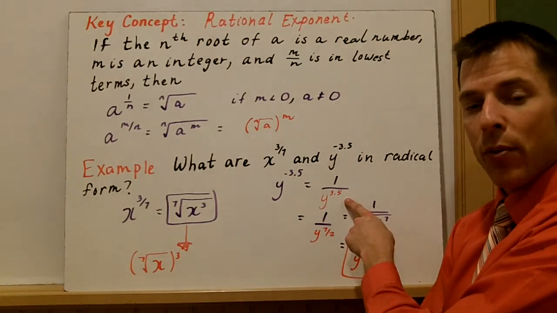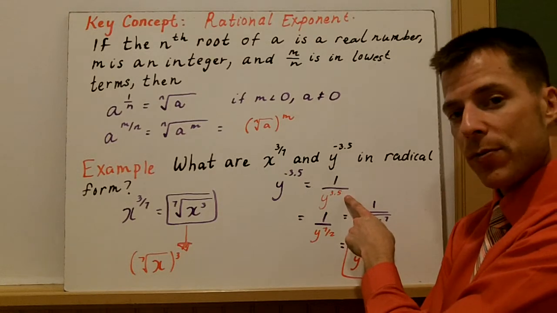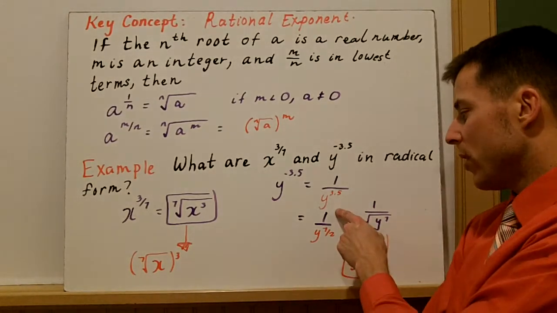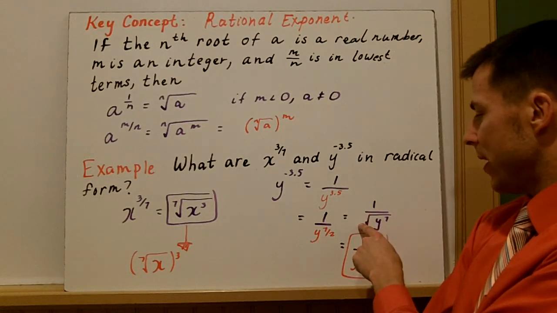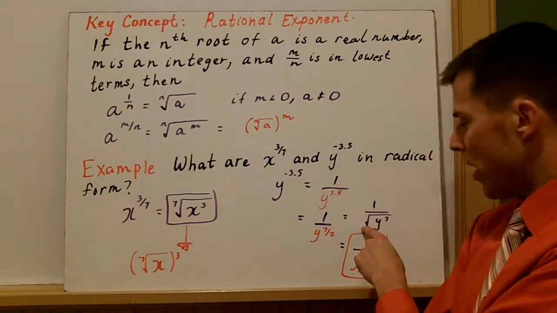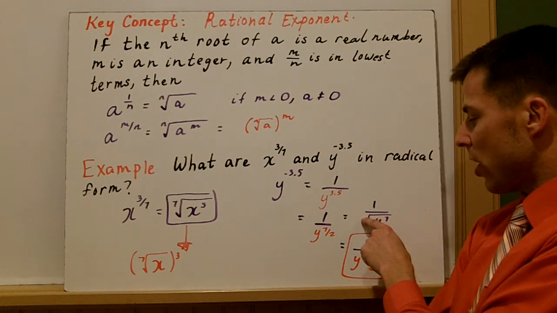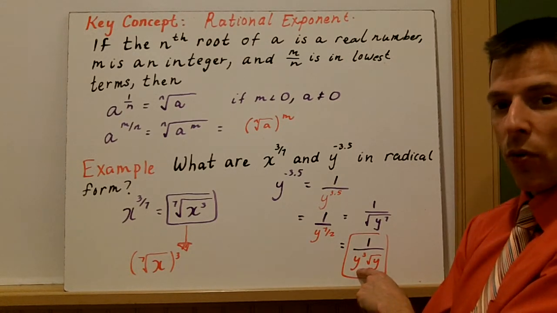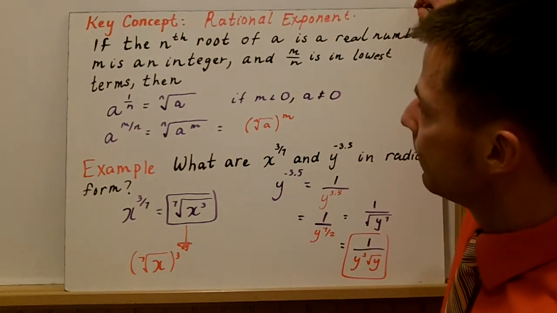When you have y to the -3.5, I write 1 over y to the 3.5, and we do that first because we get rid of the negative. 3.5 is 7/2, so I really have 1 over y to the 7/2, which becomes the square root of y to the 7th. Now the exponent inside is larger than 2, so I can simplify to 1 over y cubed times the square root of y.